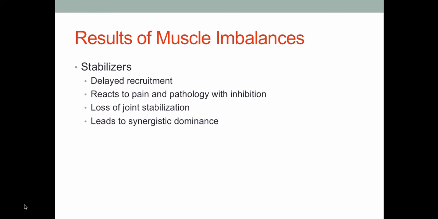And this could be caused by something like pain, or maybe a stiff joint, a pathology in a joint could cause this to happen. Or maybe we could see a hypermobile joint. For example, if the SI joint were hypermobile, the paraspinals may not be able to stabilize that hypermobility in the joint. And this can lead to a synergistic dominance where instead of a stabilizer doing its function, something else does the function. For example, if those deep paraspinals aren't working to hold the spine in extension, the latissimus dorsi might take over and do that activity instead. And that's just going to sort of feed this whole muscle imbalance.